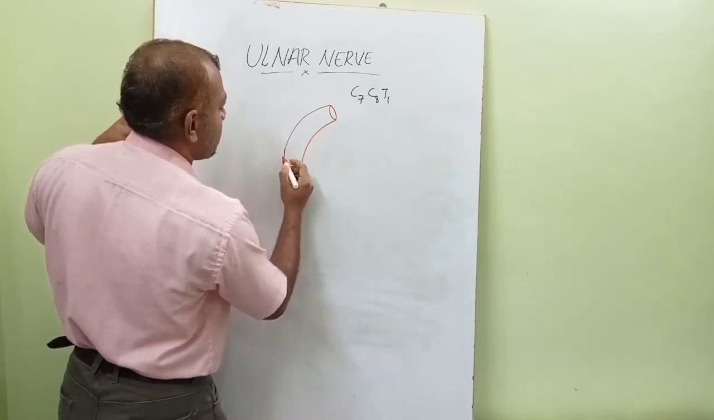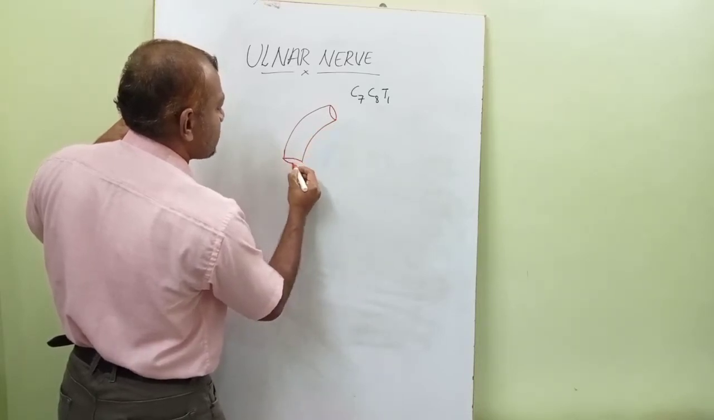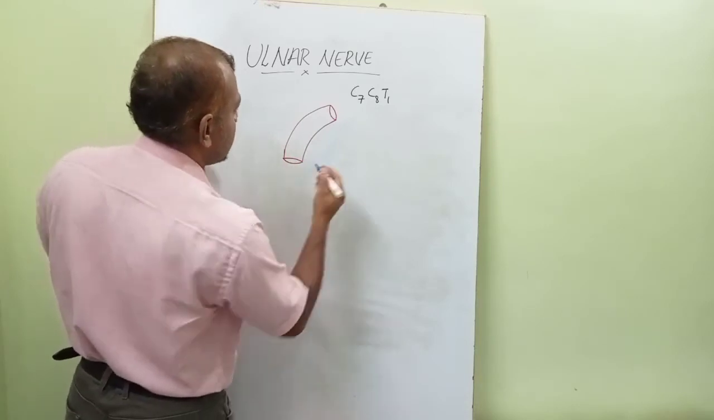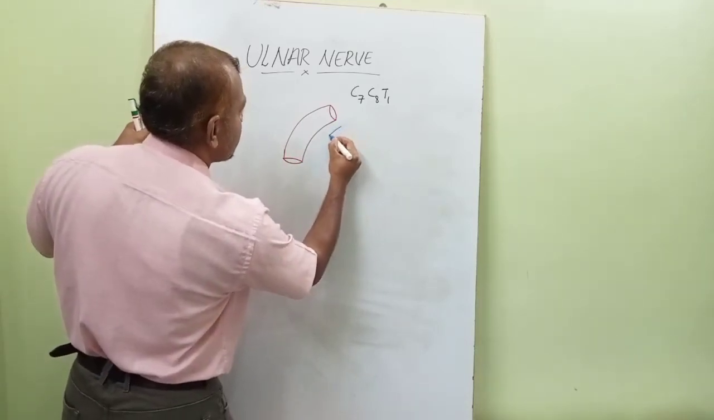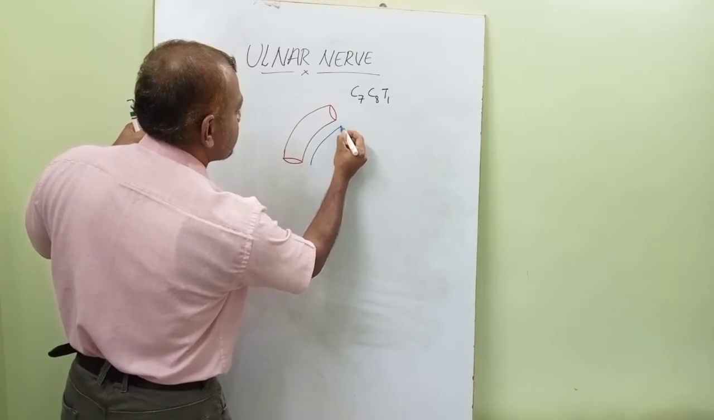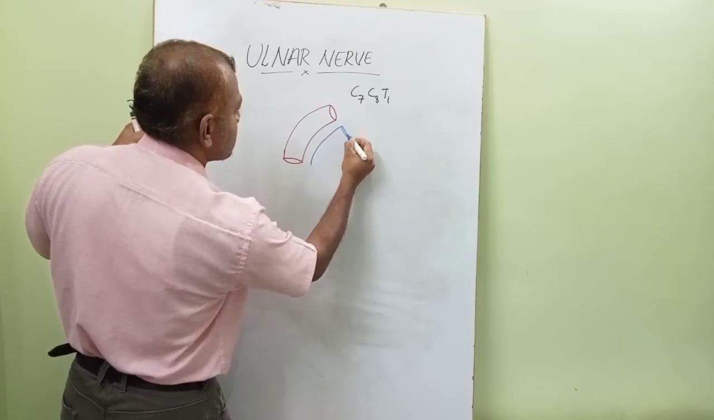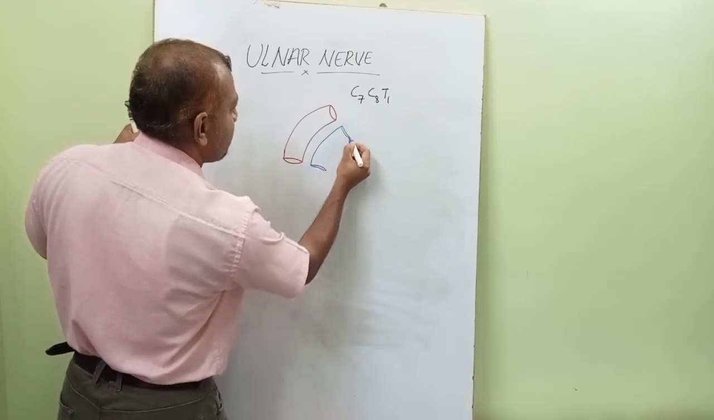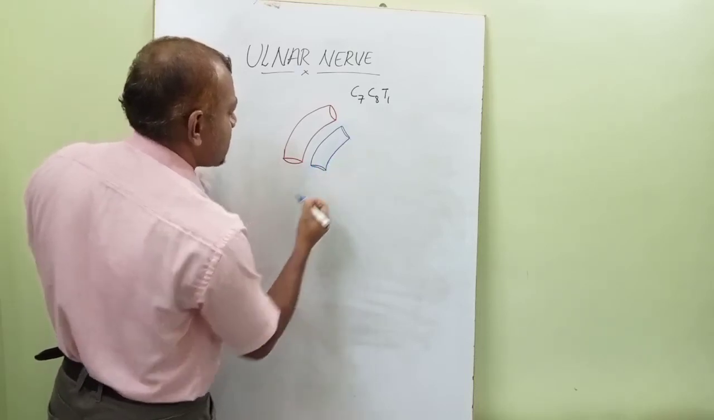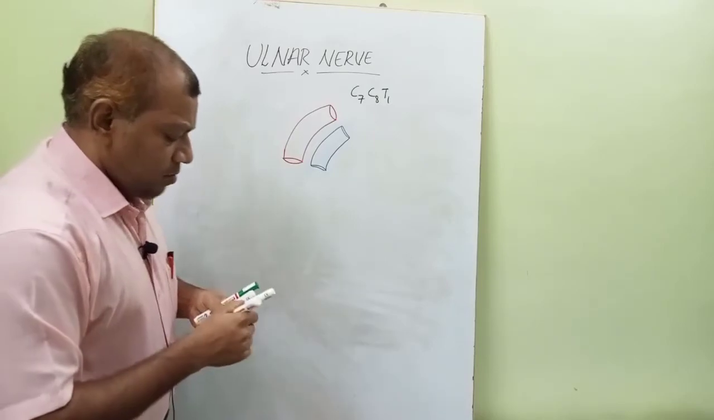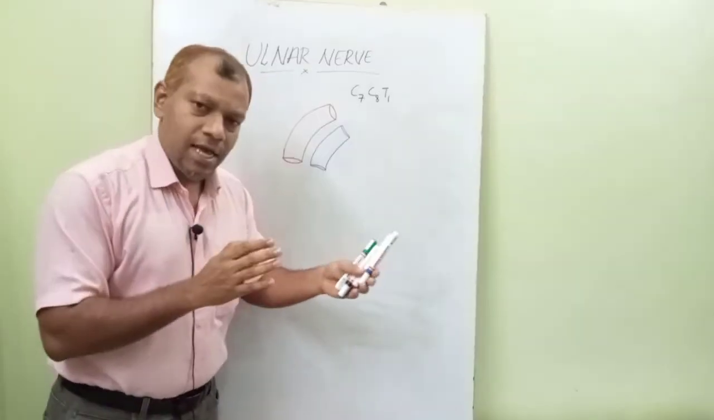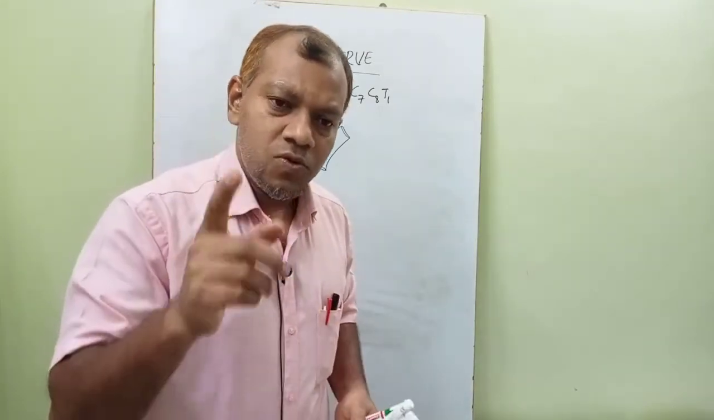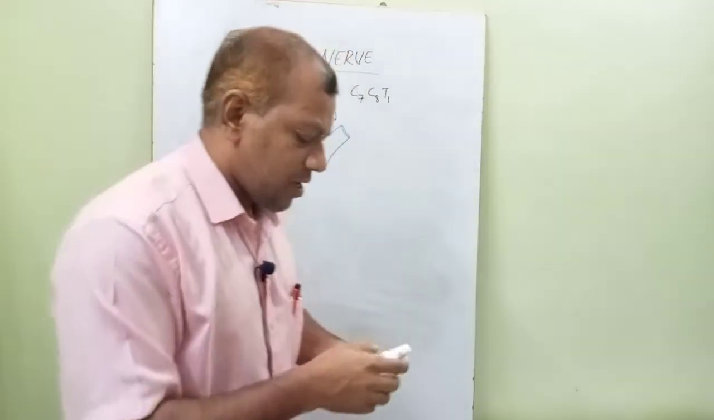So here is your axillary artery, and medial to this axillary artery we can identify the axillary vein, which we have seen already in the axilla. Then between the axillary artery and the axillary vein there are two nerves present, the two nerves which come from the medial cord of the brachial plexus.